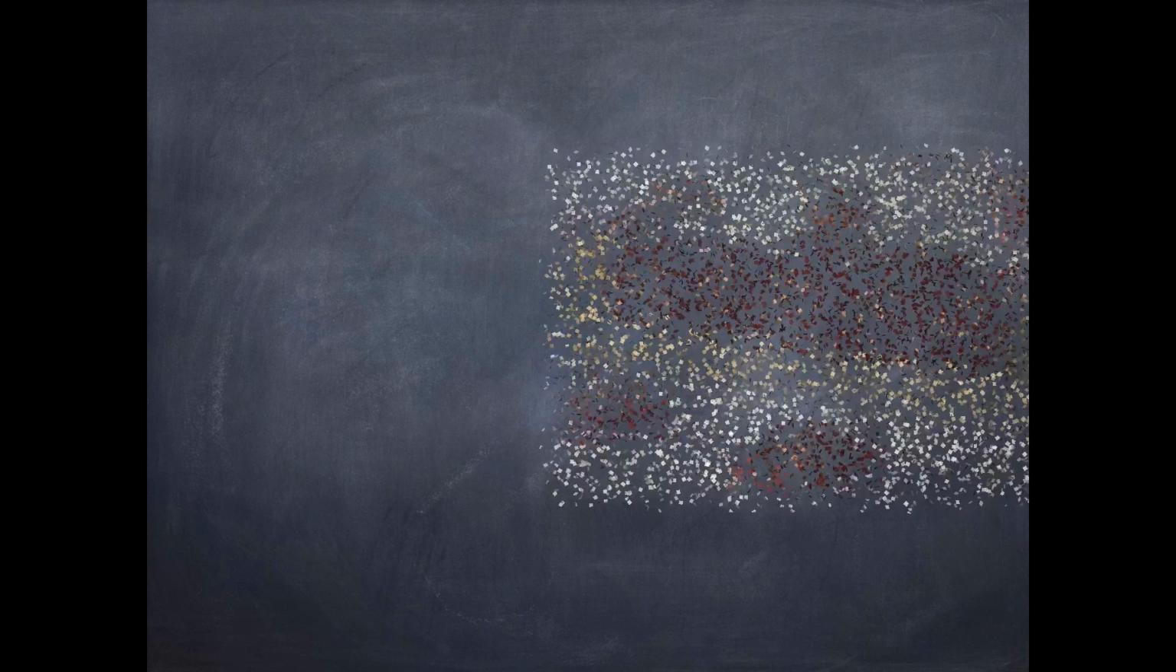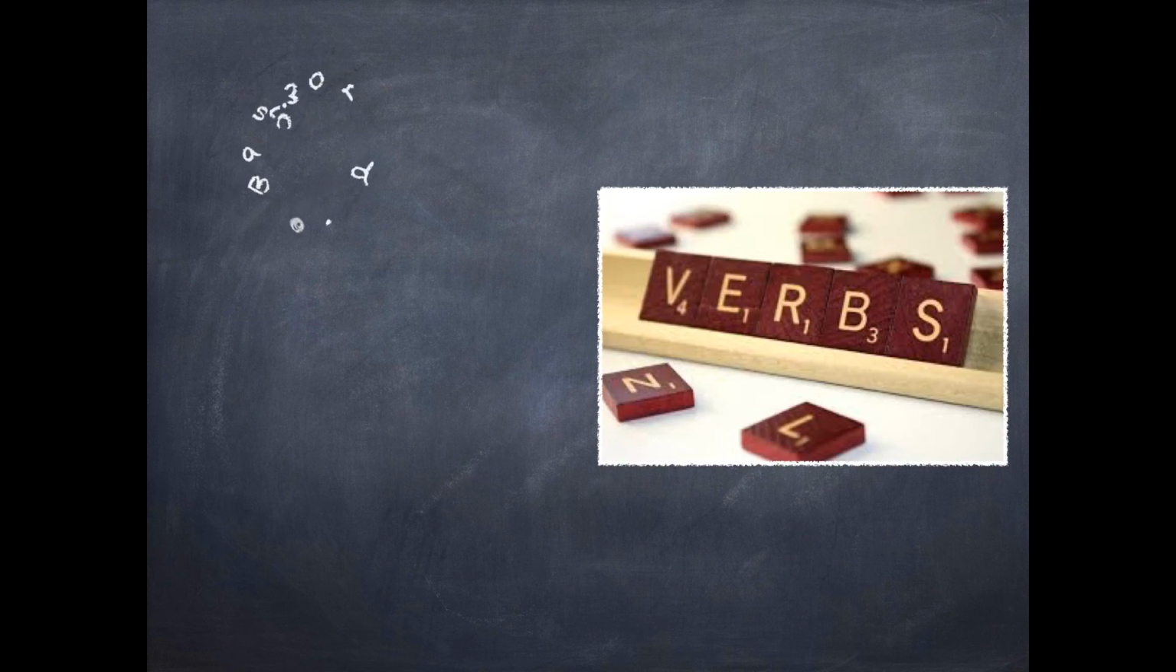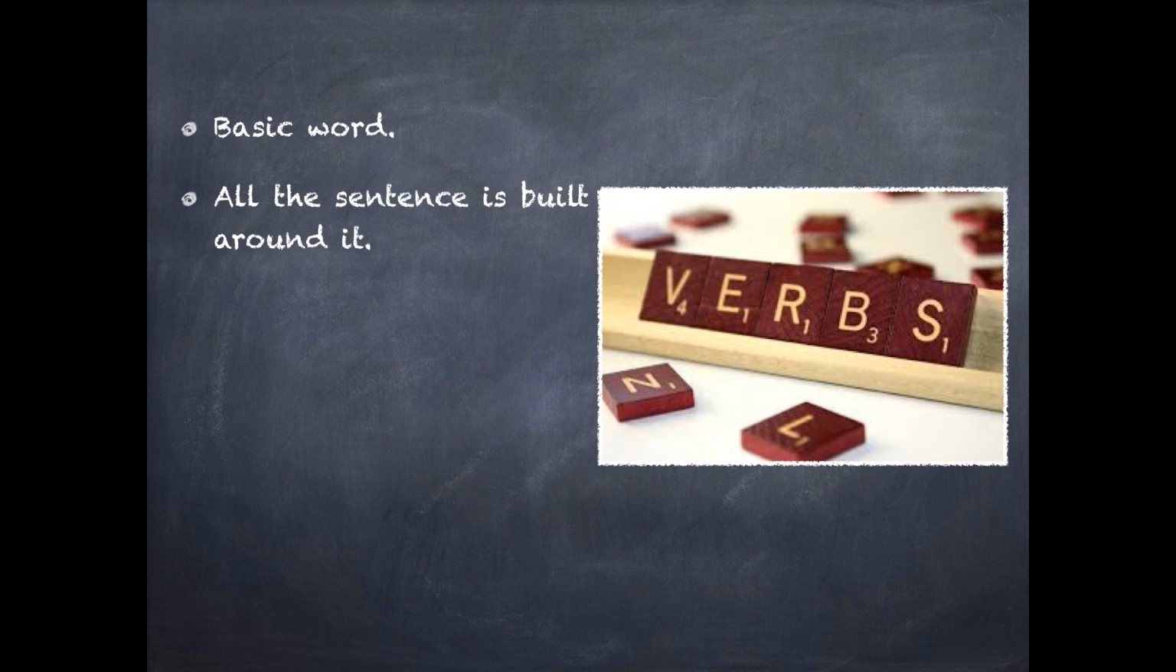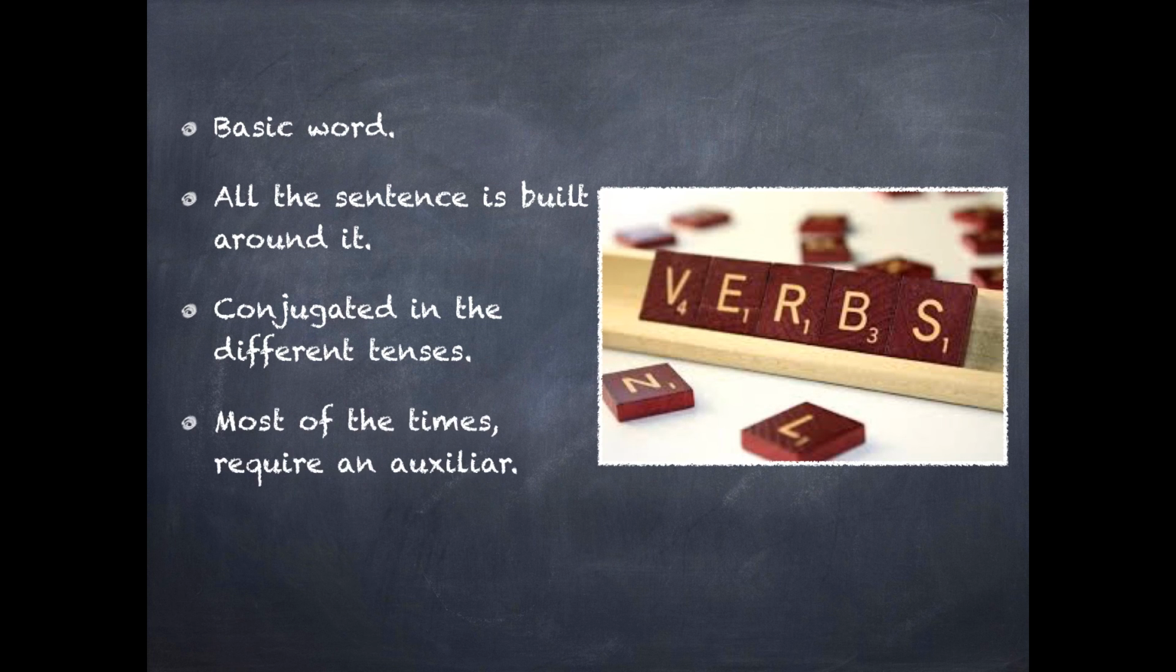Let's start with the verbs. The verb is the basic word of a sentence, because all the sentence is built around it. They are conjugated depending on the tense we want to express, and on most occasions they require the company and support of auxiliary verbs. I've always said that English verbs are kind of lazy. That's because they don't like to add many things to their base form, that is, the infinitive without to.